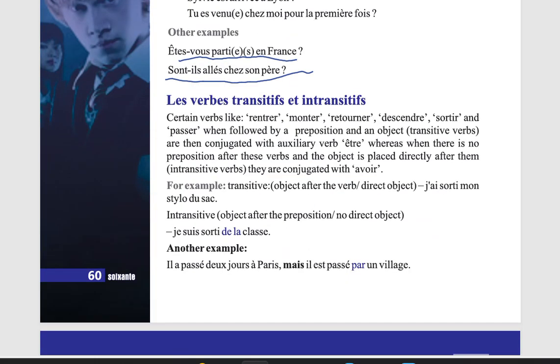Now again recall. Mostly the verbs are conjugated with the avoir, but the 16 verbs we have learned with être. Now, the verb transitive and intransitive. Now, there are certain verbs like that you have to learn.